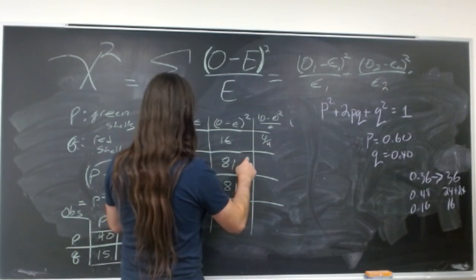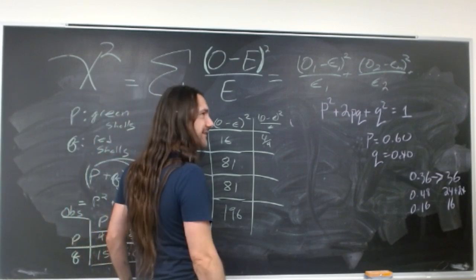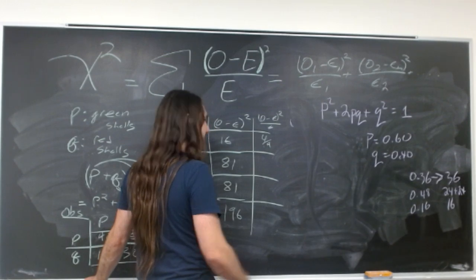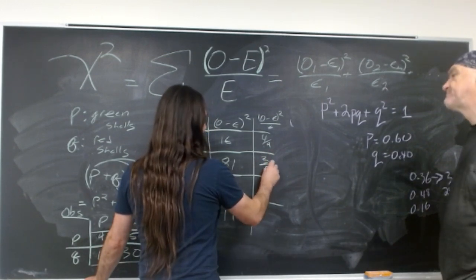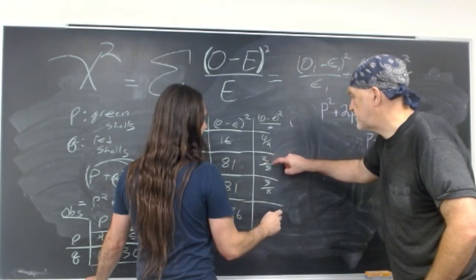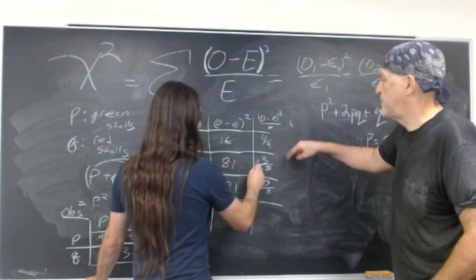And then we have 81 over 24, which will be 3, which gets you to 72. 3 and 9 24ths, which is 3/8, so 3.375. 3 and 3/8.